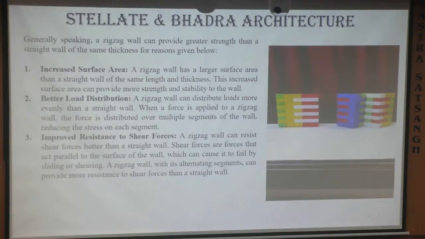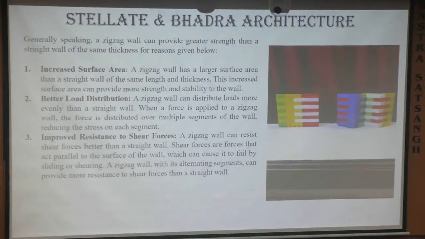But one thing I can show you: one is a straight line, a straight wall. The other one is a zigzag wall. The straight wall, when the force is applied, goes flat in a simple way. The other one is a zigzag one. When a force is applied, it still holds. So that is what is used in your stellate and in your Bhadra structure.